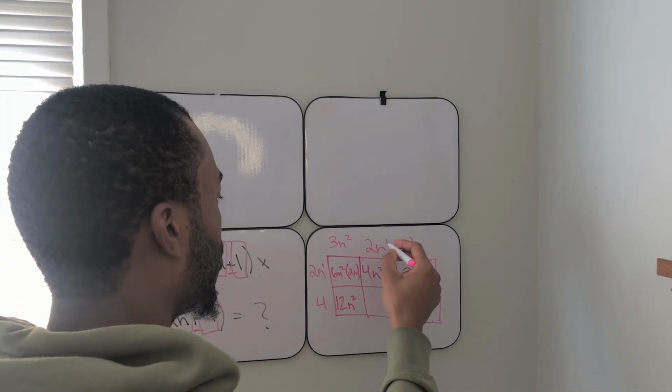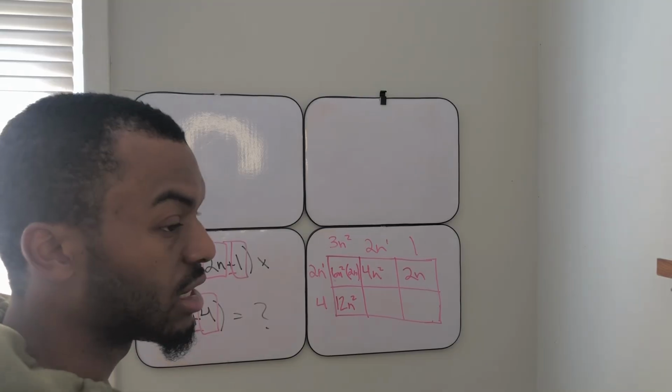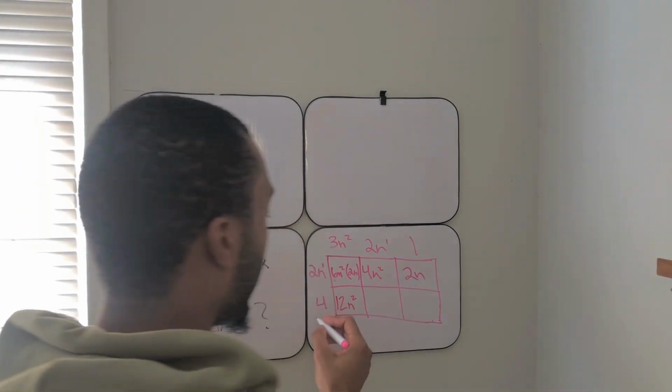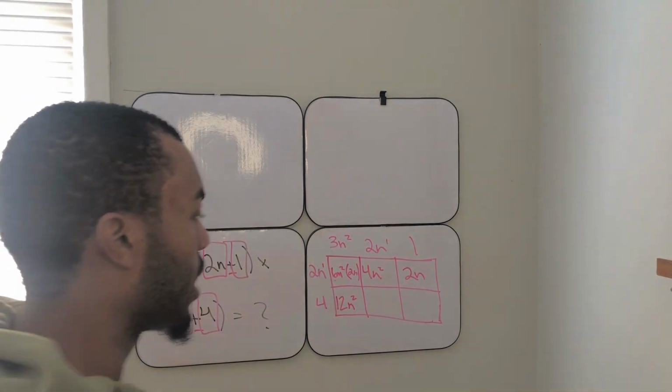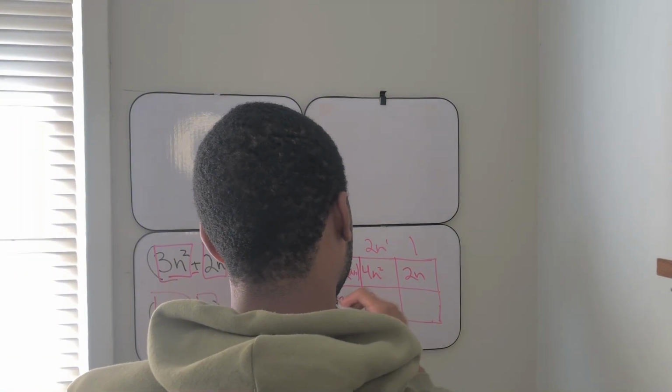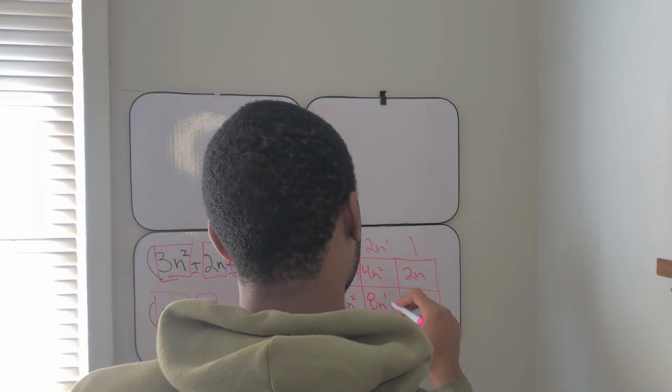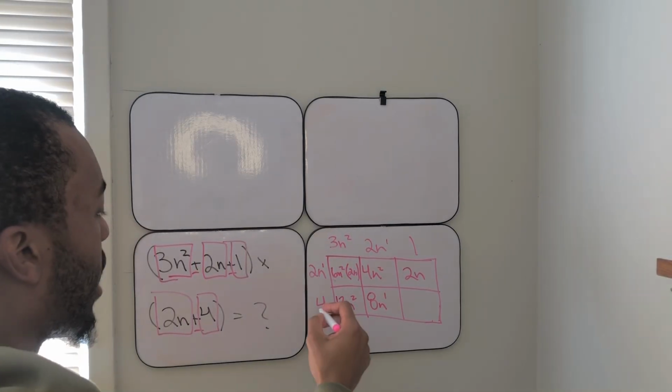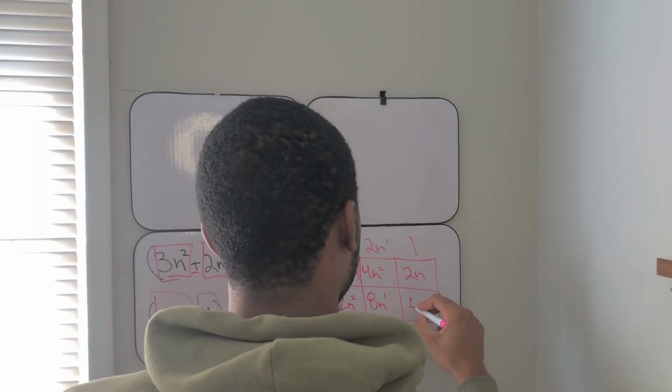4 times 2n to the first, kind of the same situation. This 4 is just a number, but we still have to multiply. So we multiply the coefficients like this, and we keep the n to the first right there. And then we have 4 times 1, which is going to be 4.